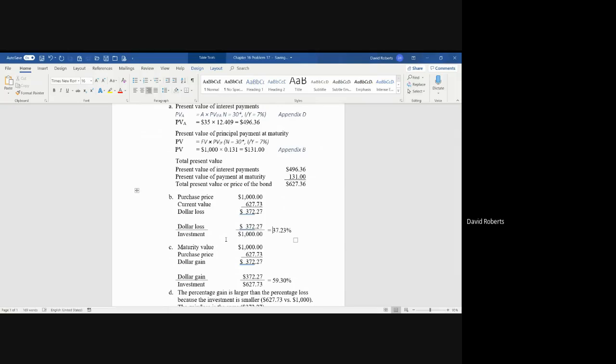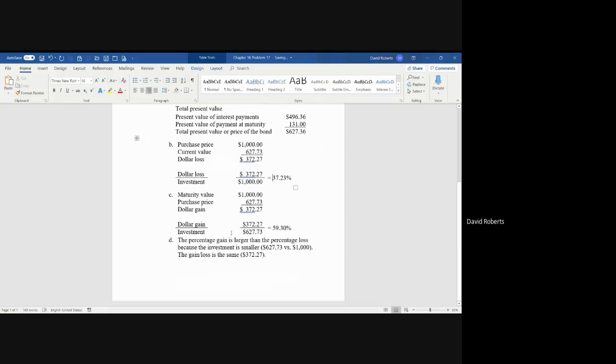Obviously you lose money. In Part C, if you were able to buy the bond for $627.73, which is the current fair market value, and it matures for $1,000 without interest, not even factoring in interest, you invest $627.73 and you get $1,000 and you gain 59.3% positive. So in this particular case, the percentage gain is much greater than the percentage loss, because the loss is based on an investment of $1,000 and the gain is based on an investment of $627.73.